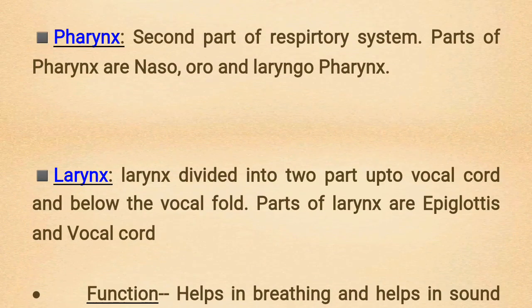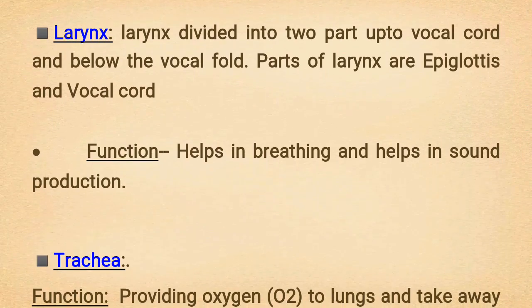Pharynx, second part of respiratory system. Parts of pharynx are naso, oro and laryngopharynx. Larynx. Larynx is divided into 2 parts, up to the vocal cord and below the vocal fold. Parts of larynx are epiglottis and vocal cord. Function: helps in breathing and helps in sound production.